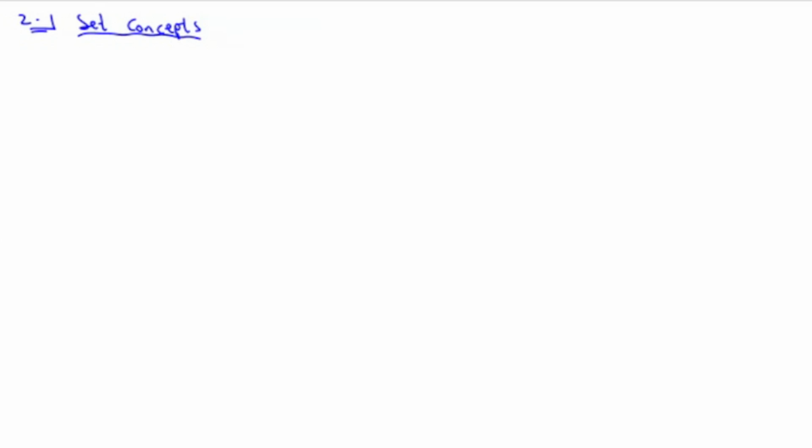A set is a collection of elements. If you want a definition of what a set is, it's a collection of elements. And elements can be anything. They could be numbers, they could be letters, they could be dogs, they could be cats, they could be people, they could be you, they could be me, and they actually already are.